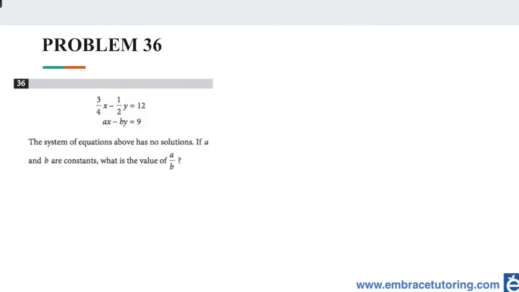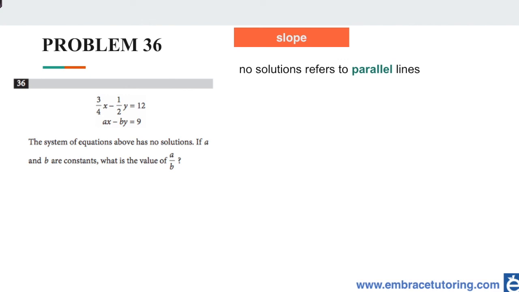For problem number 36, I see stacked equations, or a system of equations, above. It says the system of equations above has no solutions. If A and B are constants, what is the value of A over B? I always want to quickly pay attention to the fact that no solutions refers to parallel lines, and parallel lines means that I'm going to have the same slopes.